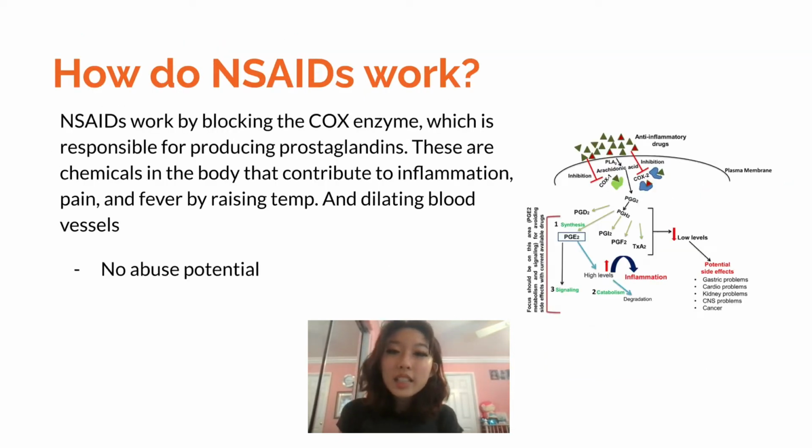NSAIDs work differently, and they work by blocking the COX enzyme, which is responsible for producing prostaglandins. These are chemicals in the body that contribute to inflammation, pain, and fever by raising temperature and dilating blood vessels. NSAIDs will work by blocking this pathway and reducing pain in that way. What's unique about NSAIDs and what sets them apart from opioids is that they have no abuse potential.